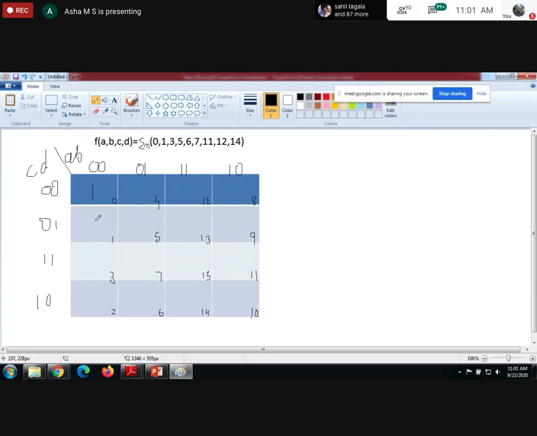Once this is done, wherever these decimal numbers are there, place 1: 0, 1, 3, 5, 6, 7, 11, 12, 14. Remaining all cells are 0.